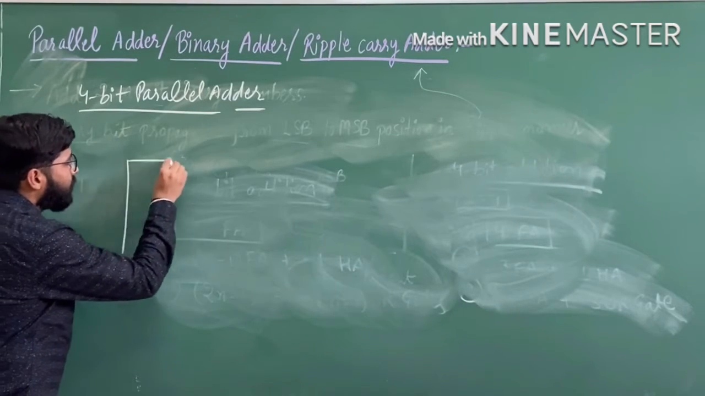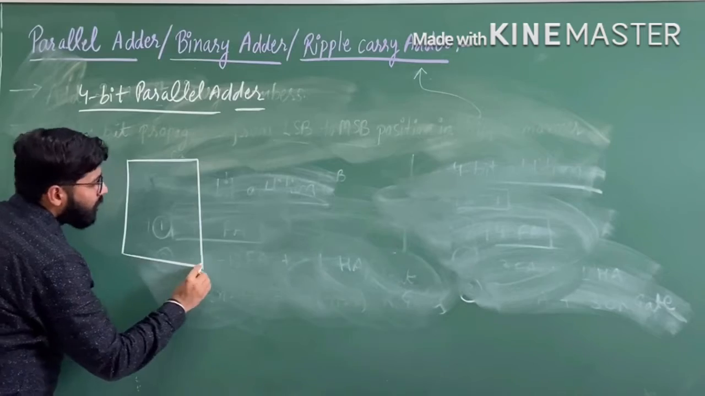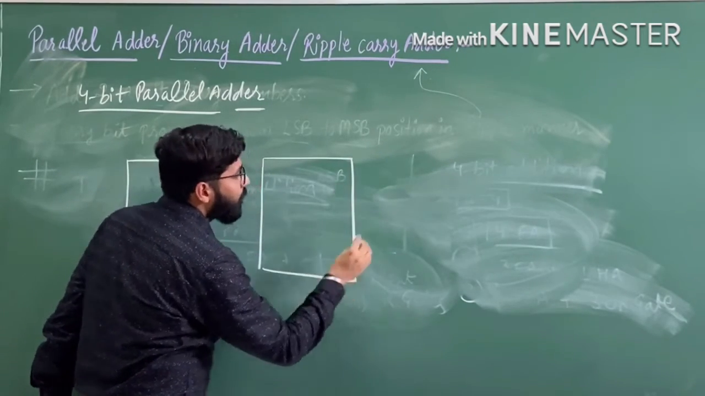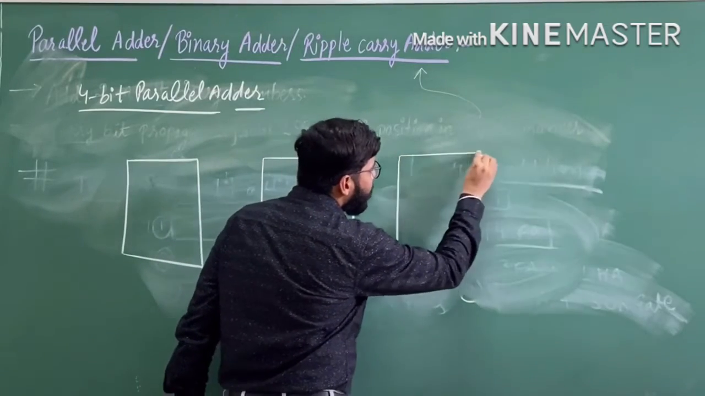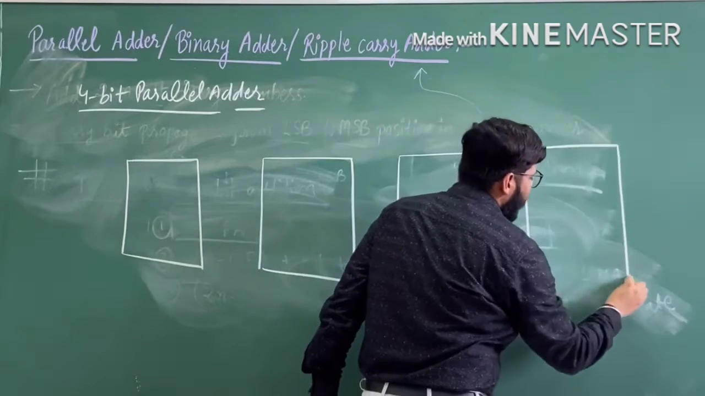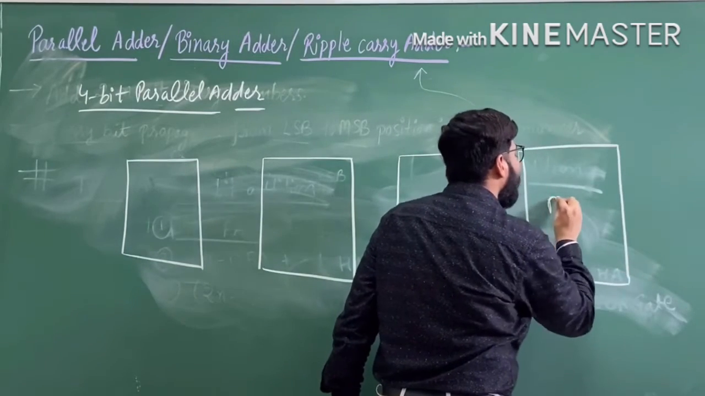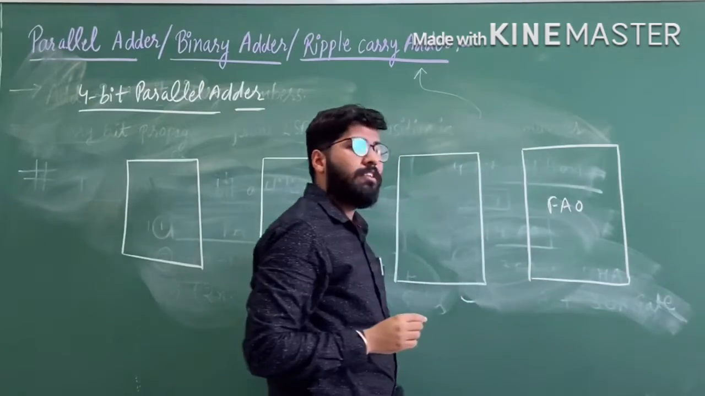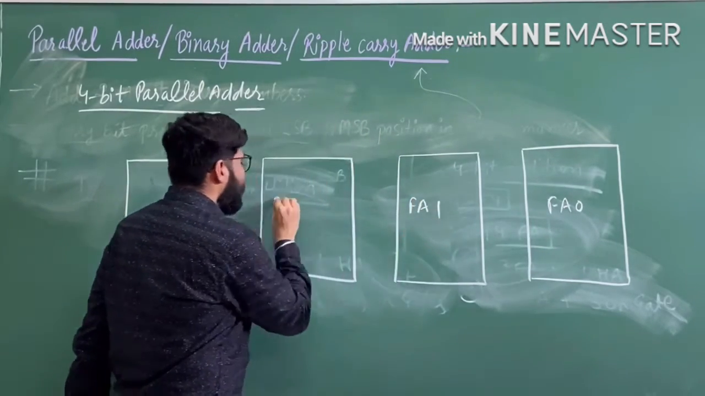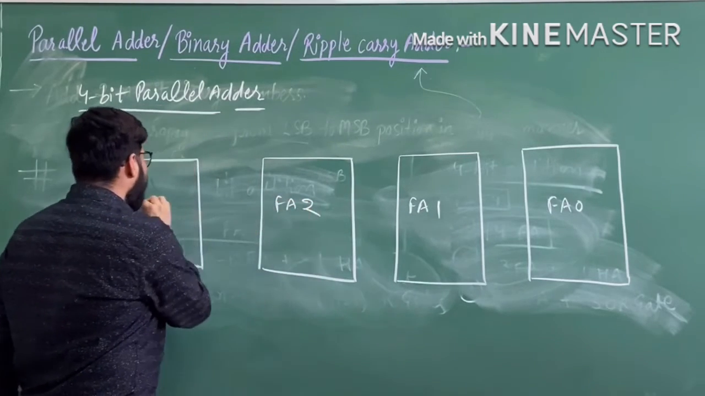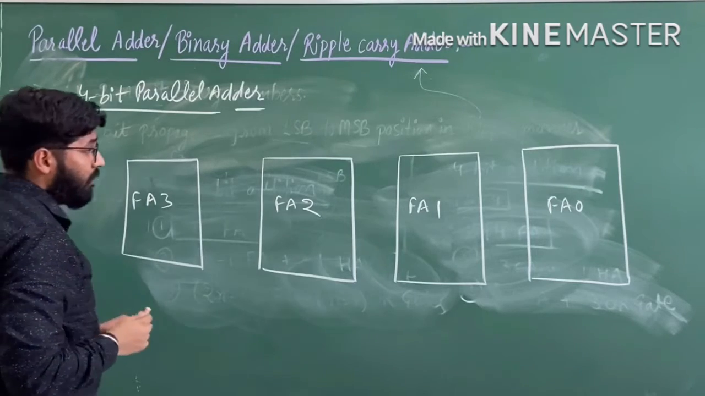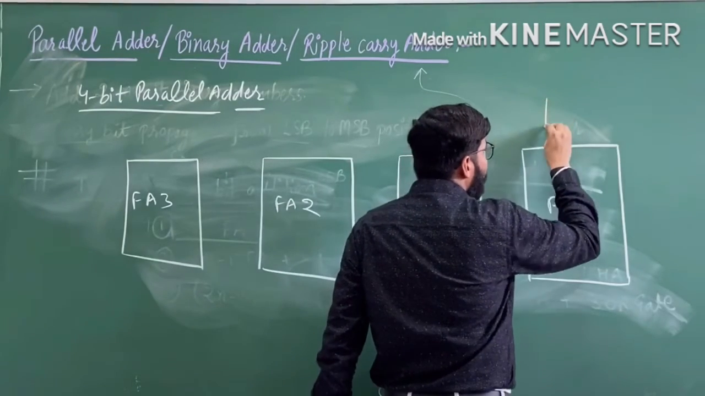Suppose this is the full adder. I will consider this is another full adder. This is another full adder. And this is the 4th full adder. Okay. So we have to write this is FA0. FA0 means full adder 0. This is FA1, full adder 1. This is FA2. This is FA3.